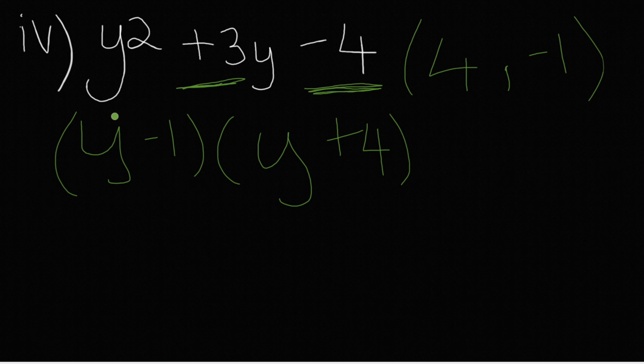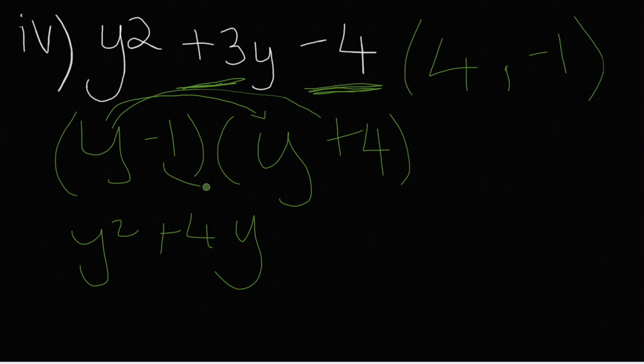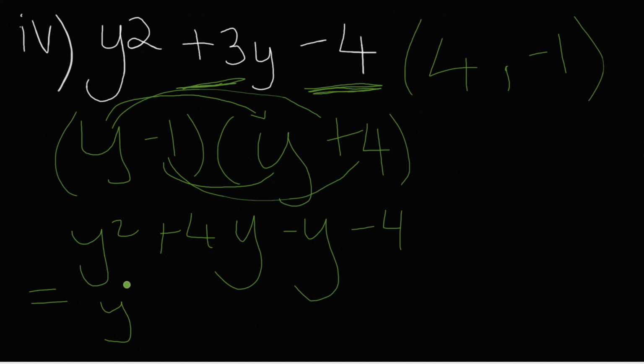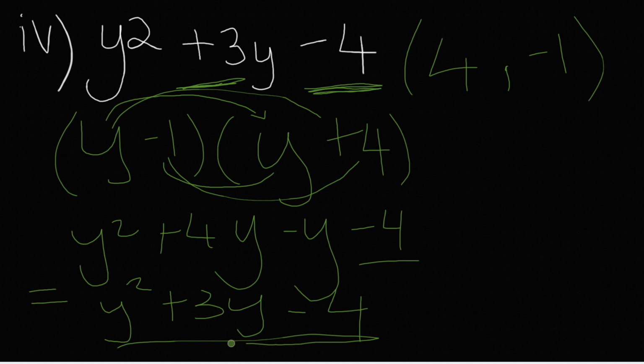To check, once again, to check if your answer is correct, your factorizing is correct, you expand it again. So y times y is y squared, y times plus 4 is plus 4y, minus 1 times y is minus y, minus 1 times 4 is minus 4. Y squared, this equals y squared plus 4 minus 1 is plus 3y, and this is just minus 4. And this is now the same as this.